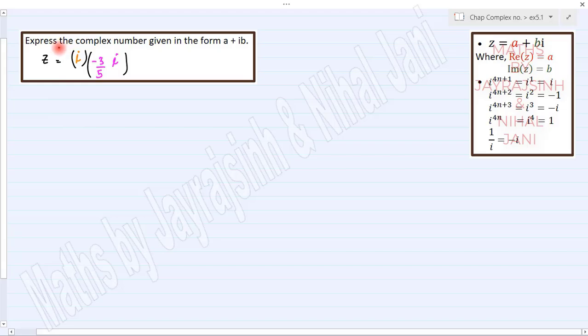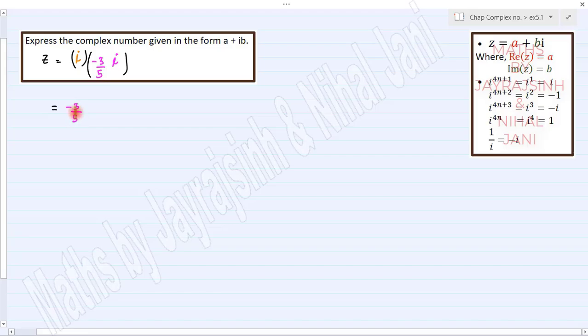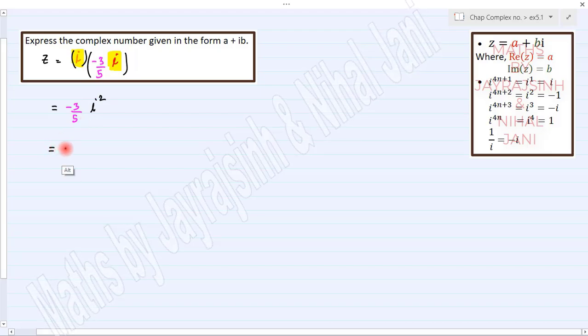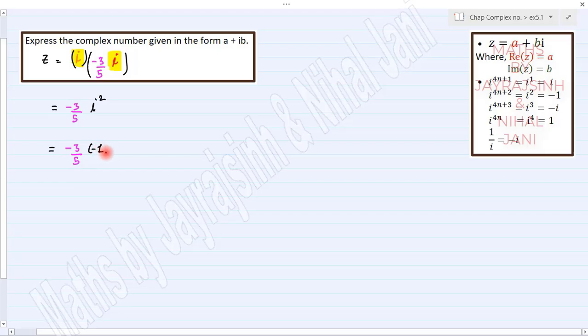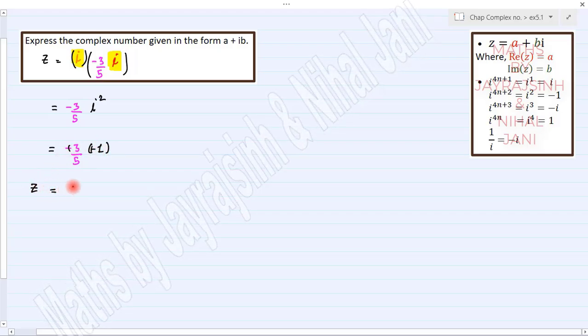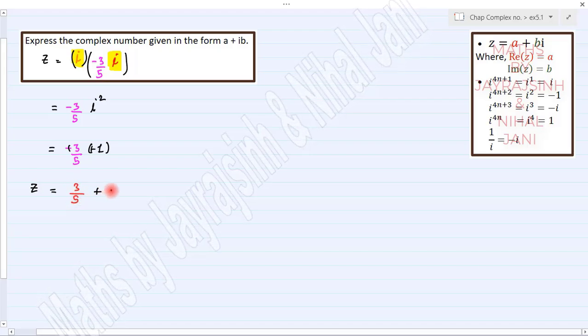In this question, you have to simplify your complex number i into minus 3 by 5i in the form of a plus ib. So let's simplify. Minus 3 by 5 will be as it is, and i into i will give us i square, and we know that the value of i square is minus 1.